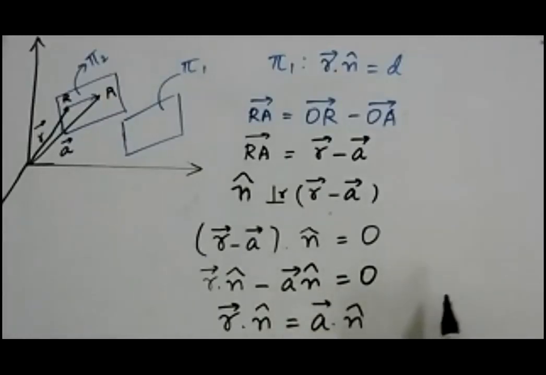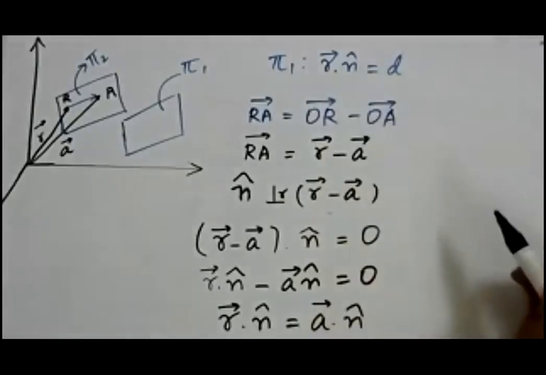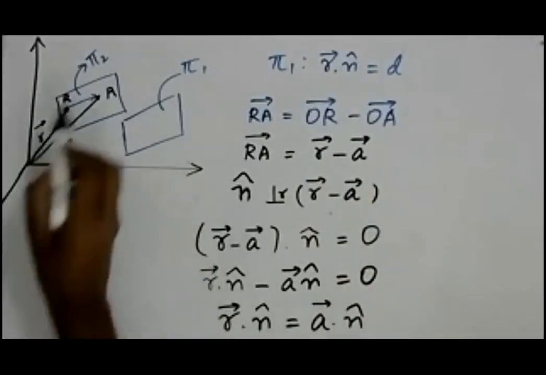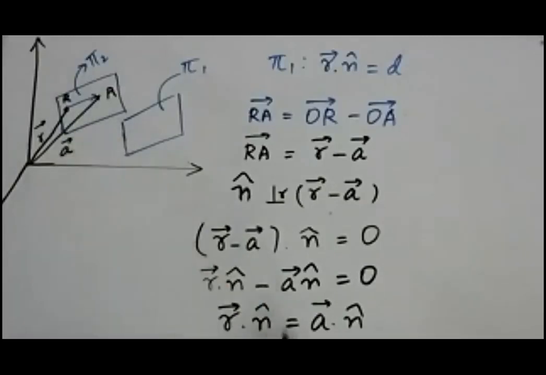But look, for every plane, this is going to be the equation of the plane, right? So here the r vector is some arbitrary point in the plane pi 2. That means this is going to be the vector form for the equation of this particular plane. But my right hand side is going to imply the distance from the origin. That means this is going to be the perpendicular distance of the plane pi 2 from the origin.